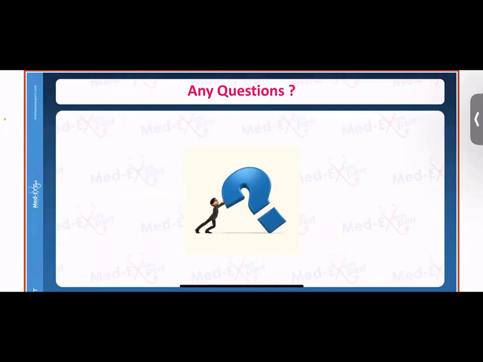Any other question? Yes, doctor, what are the 4 types of letters that we should write? These 4 kinds of letters are simple referral, urgent referral, transfer letters, and discharge letters.